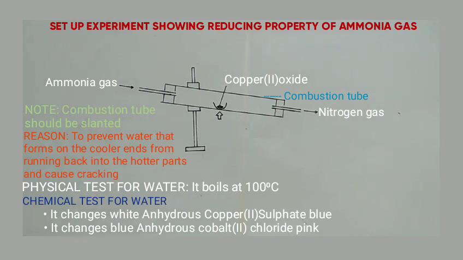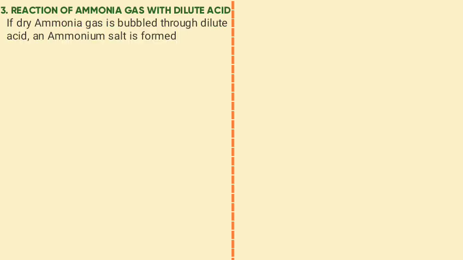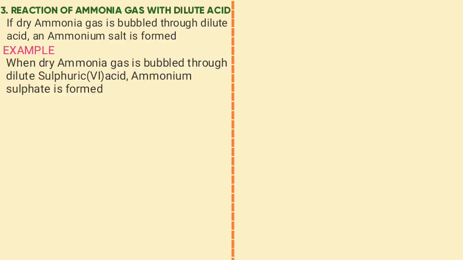The description will be: add 2 to 3 drops of water into anhydrous copper 2 sulfate. It changes from white to blue. The next chemical property is reaction of ammonia gas with dilute acids. If dry ammonia gas is bubbled through dilute acids, ammonium salts are formed. Example, when ammonia gas is bubbled through dilute sulfuric acid, ammonium sulfate is formed.